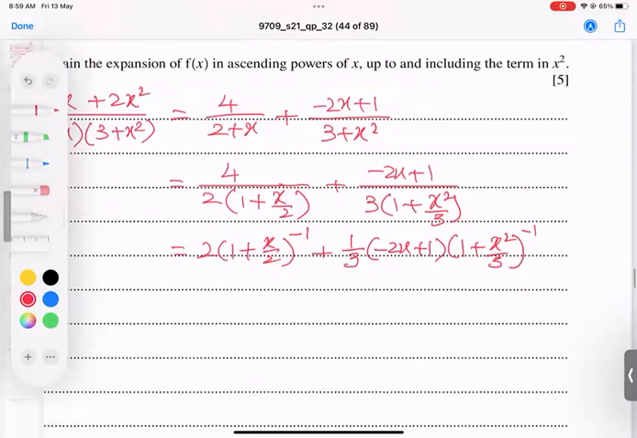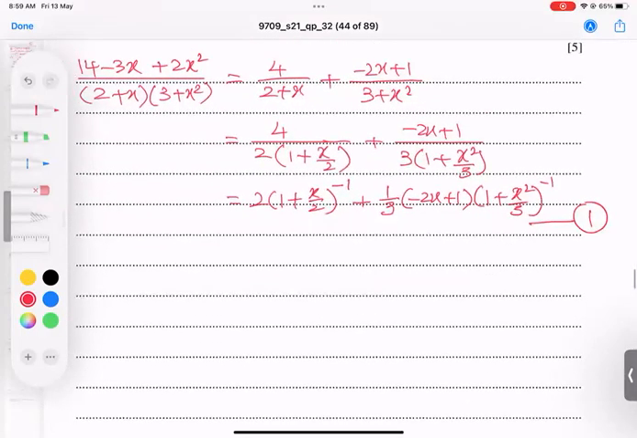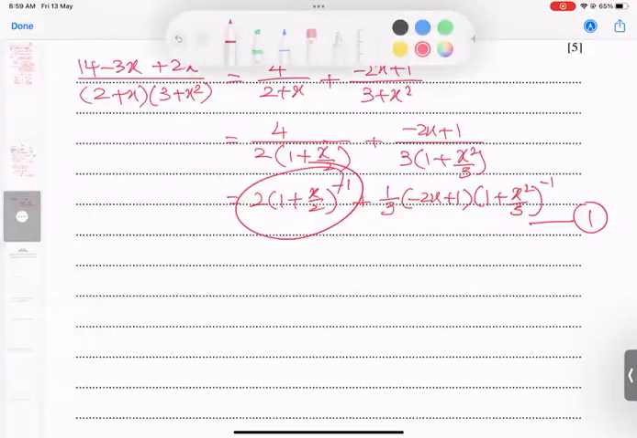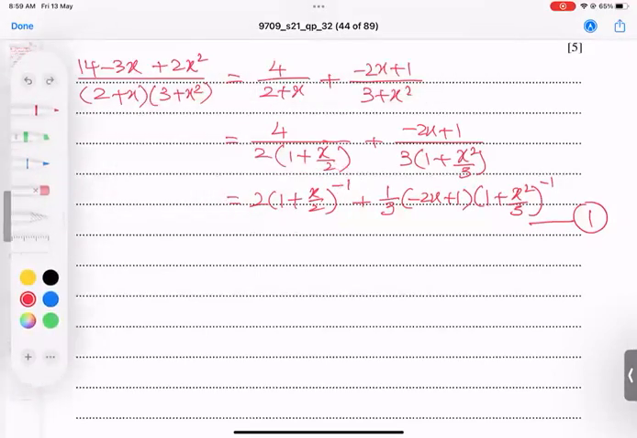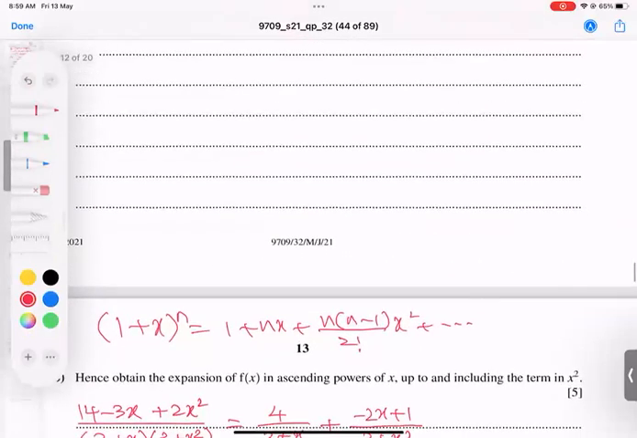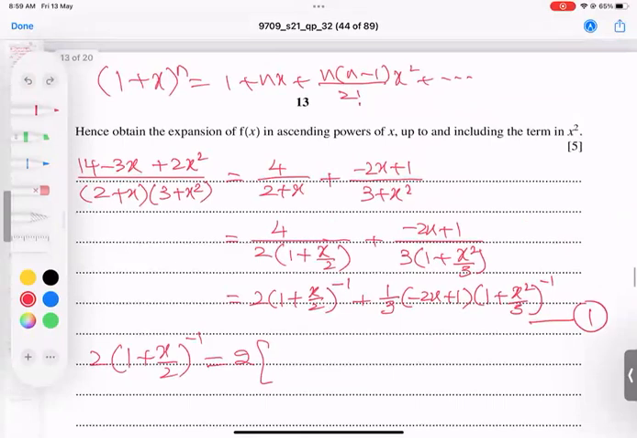Now I will apply binomial one by one. I will give a nice name, equation number one, and I'll do it step by step. First I do this one, but make sure I will open till x to power 2. What is the technique? The formula mentioned on the top here, 1 plus nx. N is what? The power. N is minus 1. And x is this value.